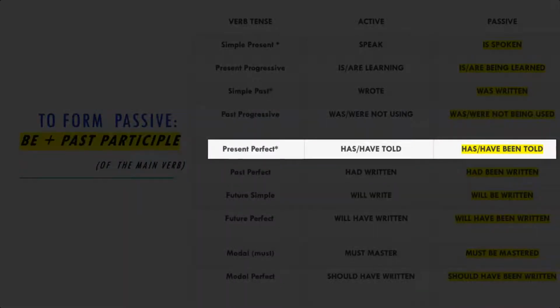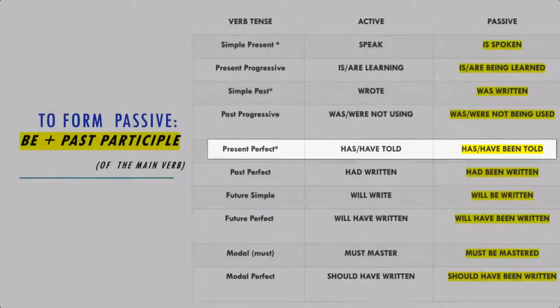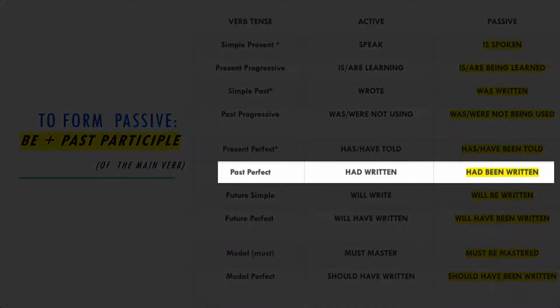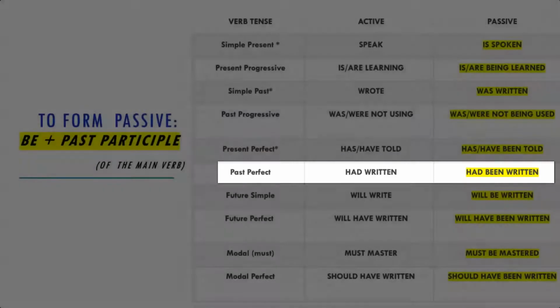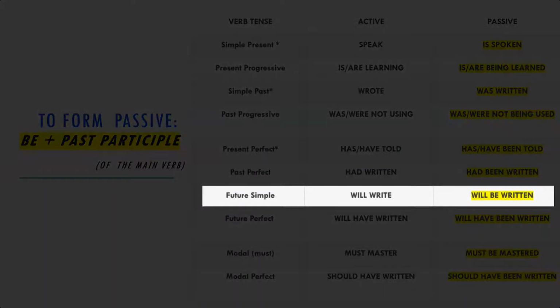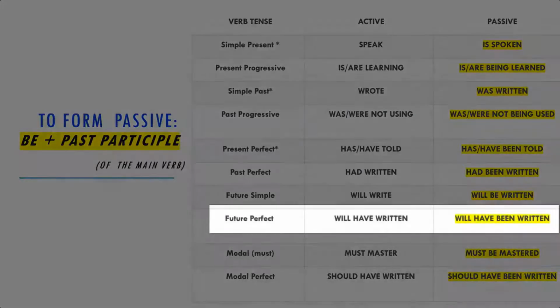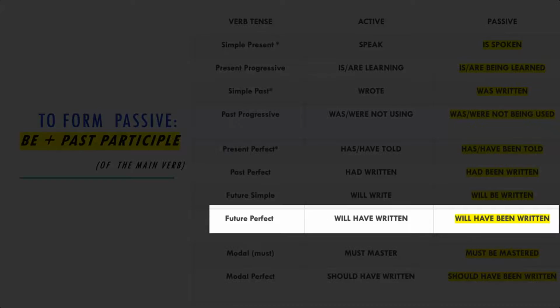Present perfect, has for third person singular, told, or have told. She, he, or it has, or they have been told. Past perfect, had written. Remember, in past perfect, the helping verb had is in the past, and the written is also in past participle, because that's how you form the past perfect tense. To make it passive voice, we're going to say had been written. Future, will write, and passive voice is going to be will be written. Future perfect, will have written, and then passive voice, will have been written.